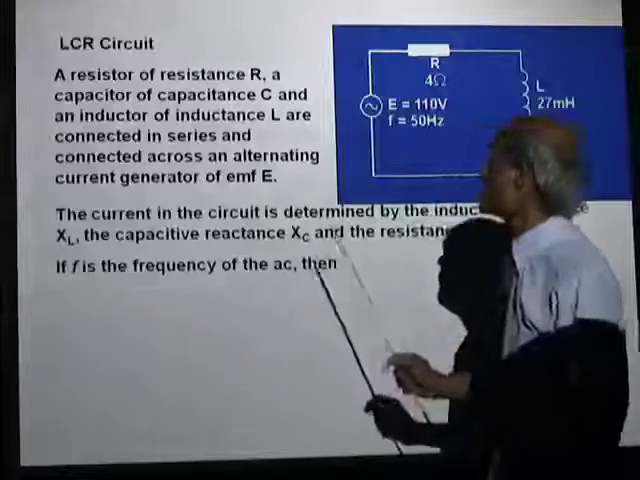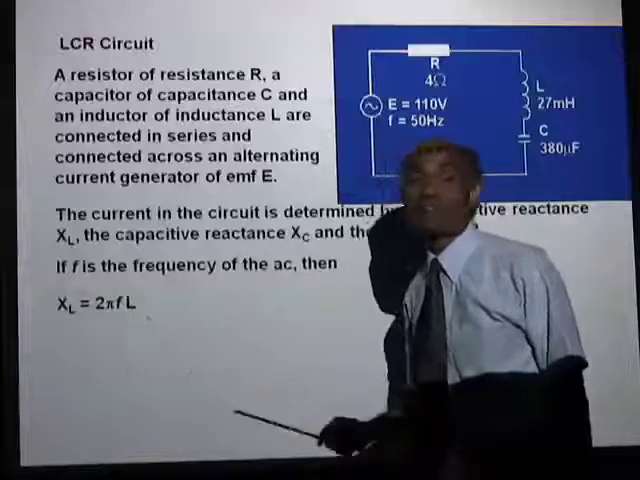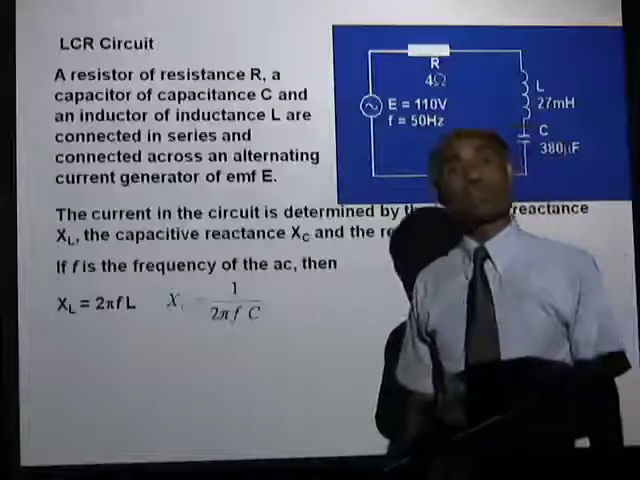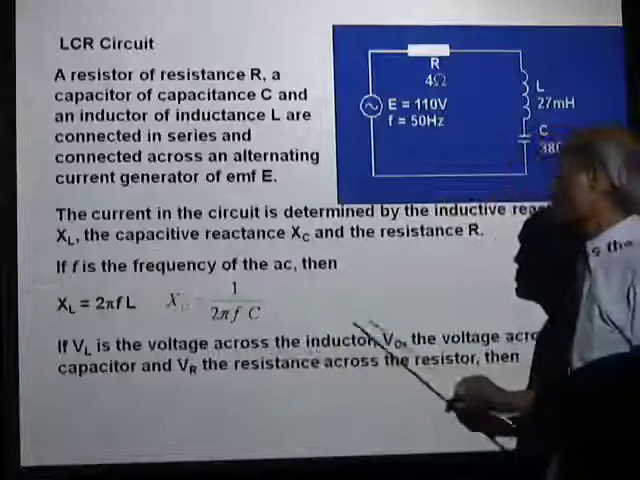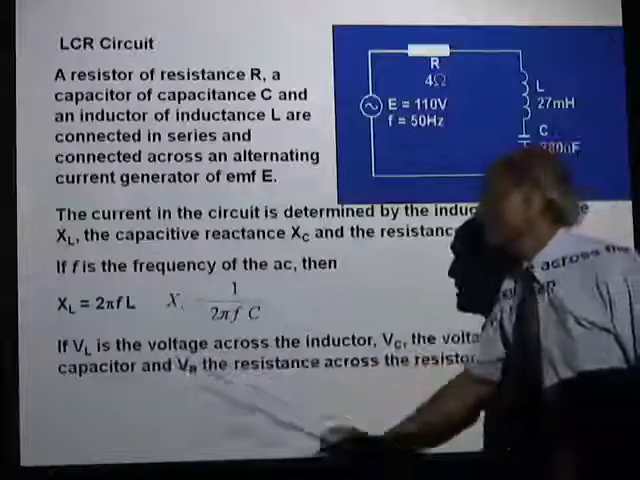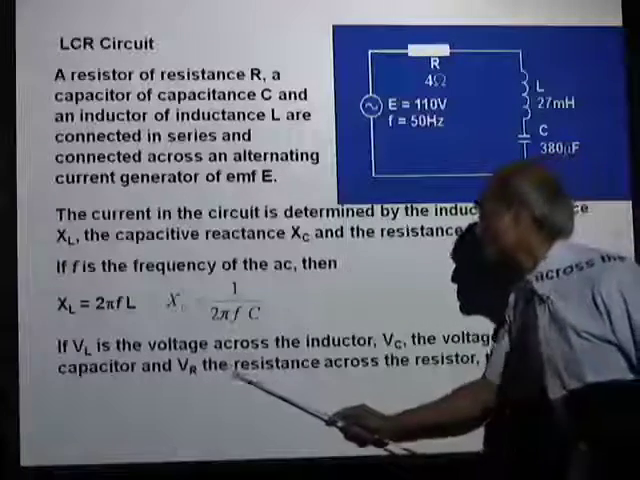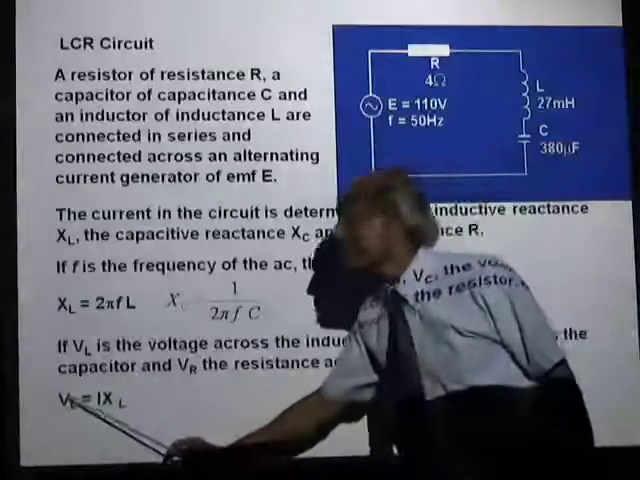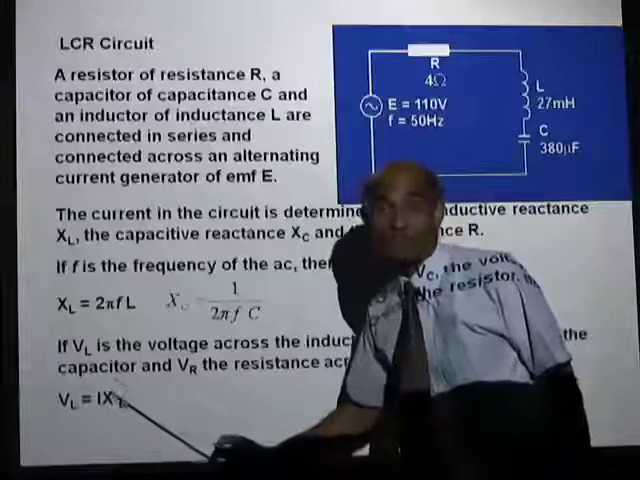Now, if F is the frequency of the AC, then you know that the inductive reactance is 2 pi FL, and the capacitive reactance is 1 over 2 pi FC, and the resistance is R. Now, if VL is the voltage across the inductor and VC the voltage across the capacitor, VR the voltage across the resistor, then you know that VL equal to I times XL. That is the equation for the inductor, is that right?